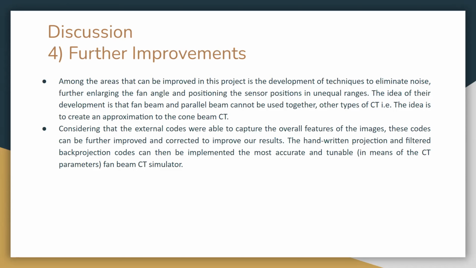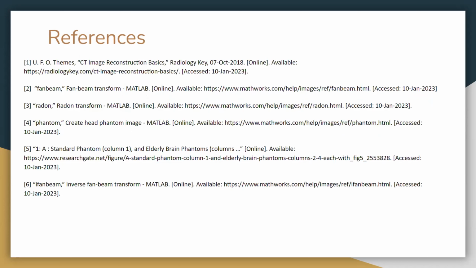And finally, as for the further improvements, first of all, as for the noise part, we can try eliminating the noise much better. Or for example, different geometries can be added on top of this project in order to perform different geometries of CT, for example, cone beam. And also, for example, the external codes can be improved in order to correct its performance and use it more successfully as a part of our project, along with our handwritten projection codes. And these are our references.